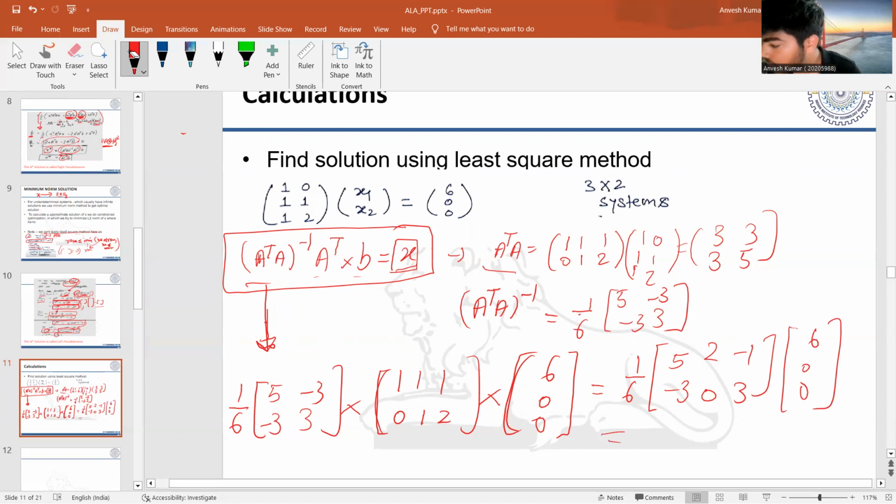And on solving this, we will get 1 by 6 times 6 times 5, comma minus 3, and this 6 cancels. So our least square solution comes out to be 5, comma minus 3. All right, so x1 will be 5, x2 will be minus 3.